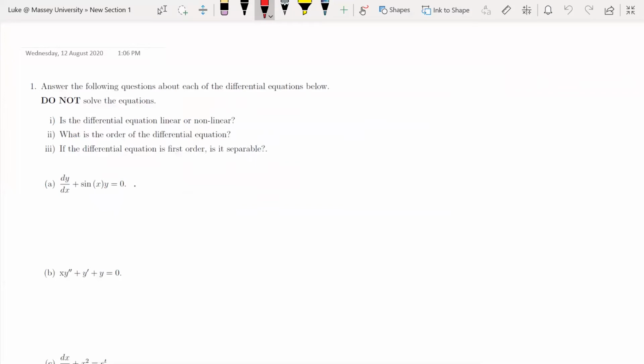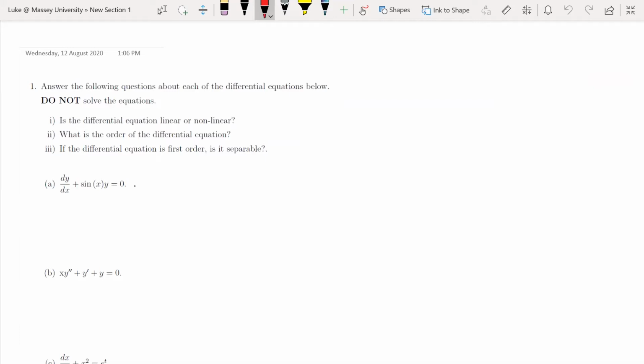Okay, so the first question is, answer the following questions about each of the differential equations below. Do not solve the equations, so please read the instructions when you do your test. For each of these differential equations: Is the differential equation linear or nonlinear? What is the order of the differential equation? And if the differential equation is first order, is it separable?